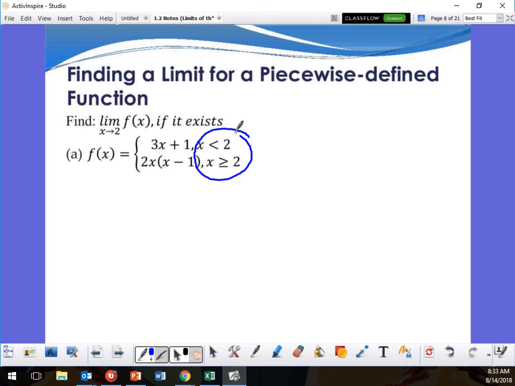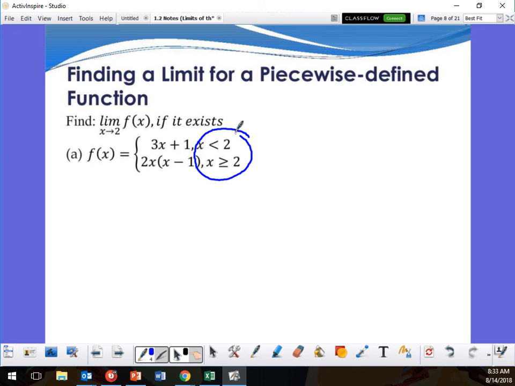I would plug it in for x, but which one? Top or bottom? Top. The top, right? I would plug it in for the top one because that's all x is less than 2. Okay? Sometimes they'll trick you on this. You really don't have to do much more than read what it says and understand it's only these ones right here, but this one they're both connecting here at 2, right?